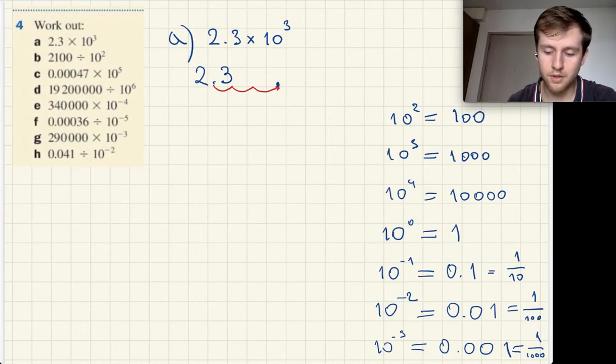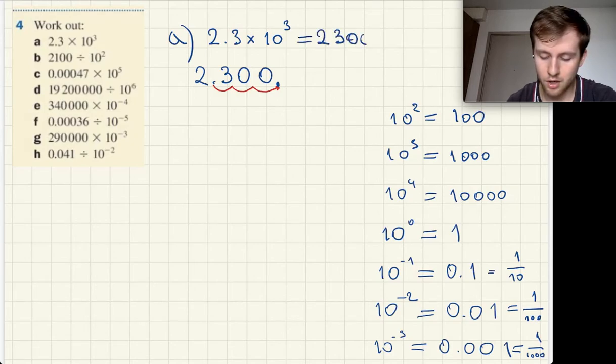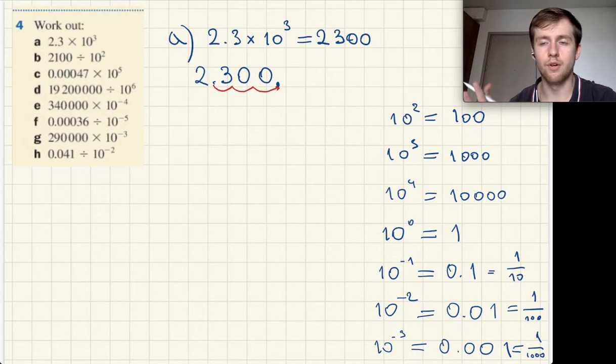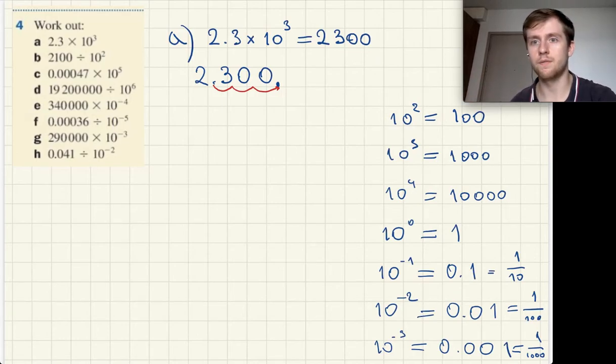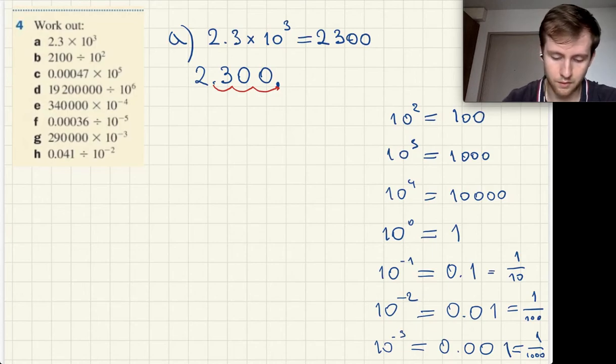All the empty spaces we end up with, we have to fill with zeros. 0, 0, like this. So the answer is going to be 2,300. If the point is at the right side, we don't need it anymore. I mean, we can write 2,300.0, but this is unnecessary. We can just write 2,300 as the answer.